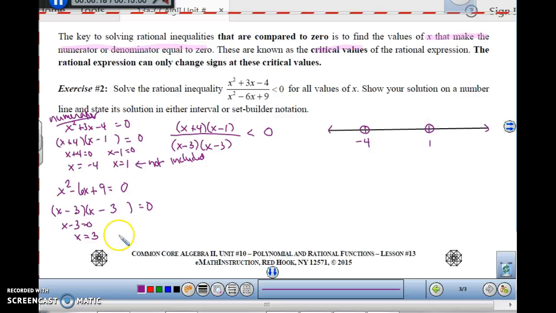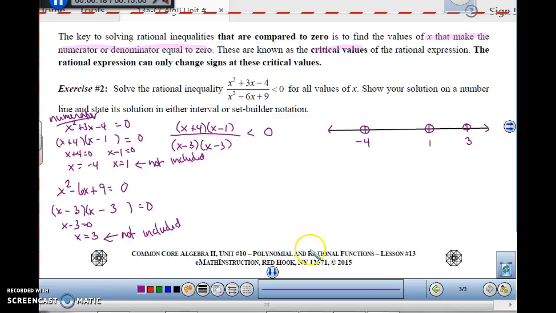Okay, for the denominator, x equals 3 makes it undefined. Now, we never include the undefined. What makes a fraction undefined is not included because that is an error. So 3 is over here, and it's an open circle, so it's not included. So we have 1, 2, 3, 4 regions to check.